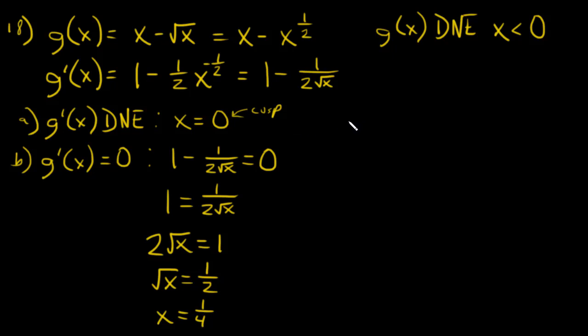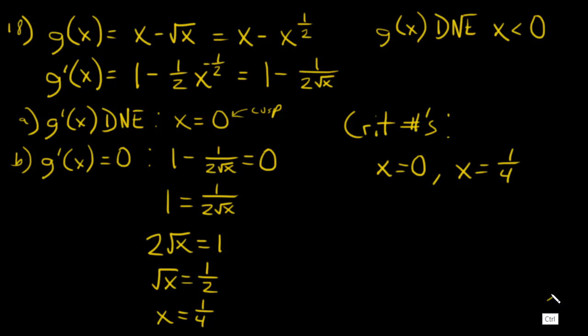So now, if I want to list the critical numbers, they occur at x equals 0, that's a cusp, and x equals 1/4. That is some sort of min or max. And that's it. That's number 18. Alrighty, let's go on and take out the next ones.